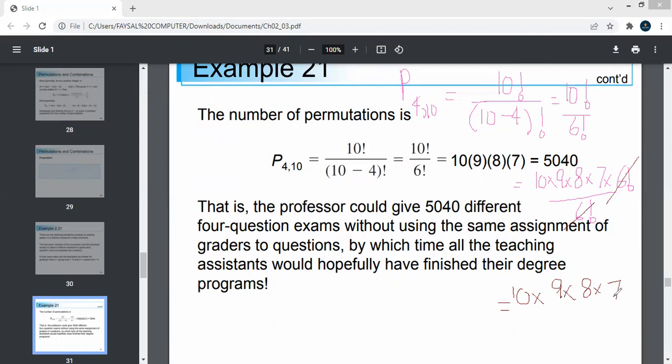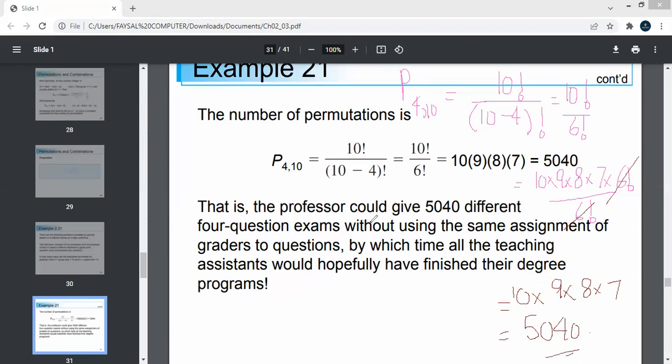I have to use a calculator to find these values. Just give me 1 second. Okay, so this is 10 multiplied by 9 multiplied by 8 multiplied by 7. The answer is 5040. So my answer is 5040.